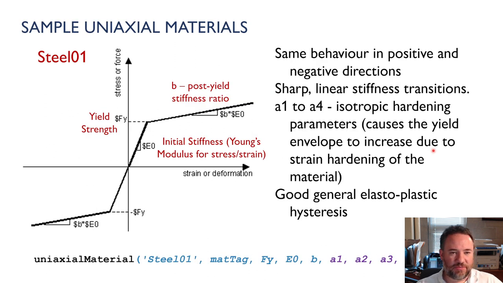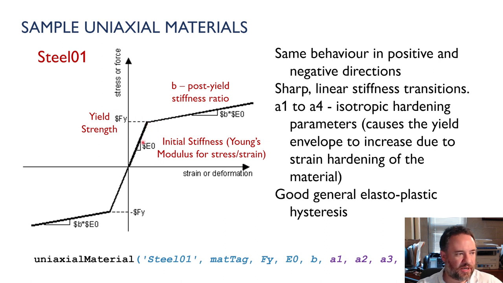Okay, so what do these materials look like? For example, here we have a simple uniaxial nonlinear material, almost as simple as you can get. This is a steel. It's called Steel01. It's called steel, but it's basically a general elastoplastic hysteresis. What does that mean? Elastoplastic means I have an elastic portion up to a yield, and then past that yield, I have a plastic region, and I can define a stiffness for that plastic region.